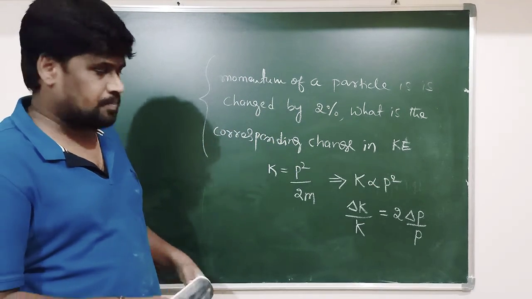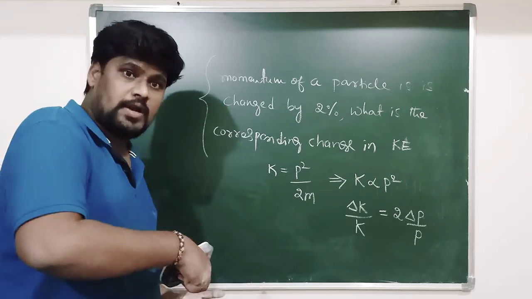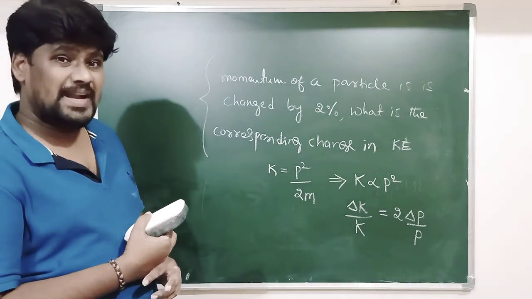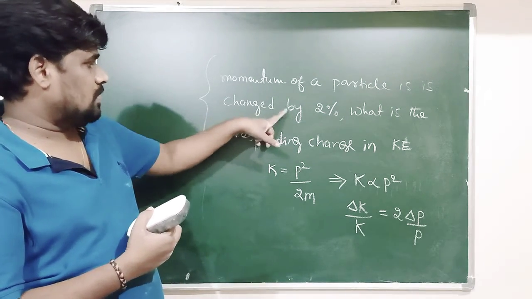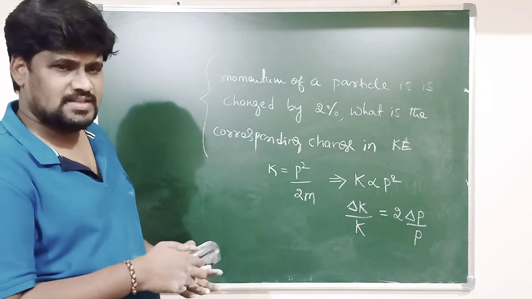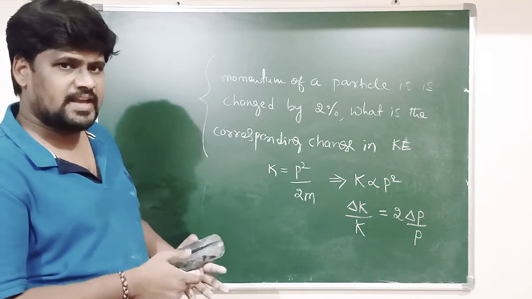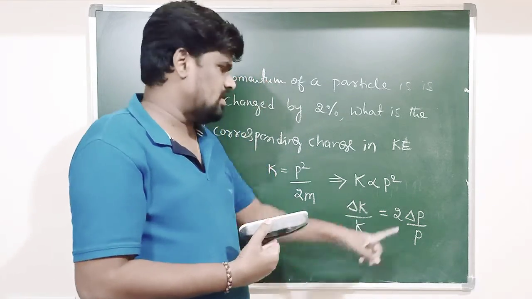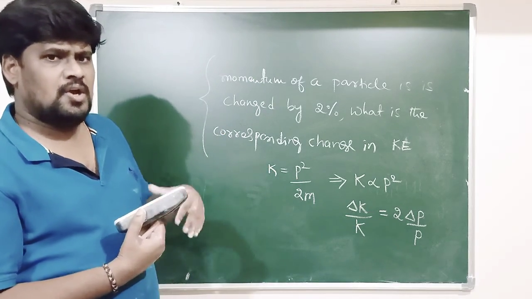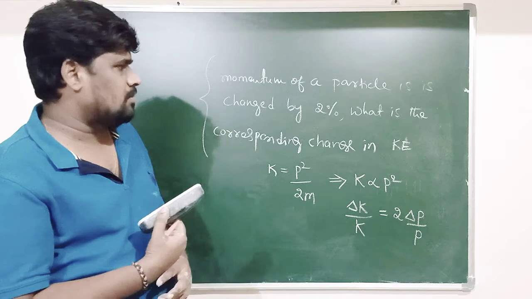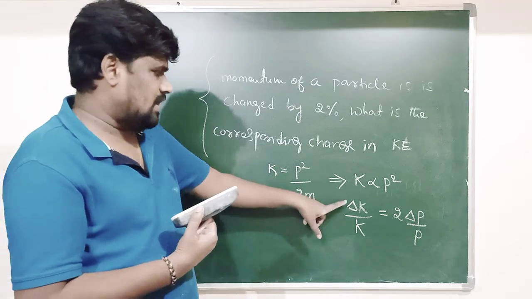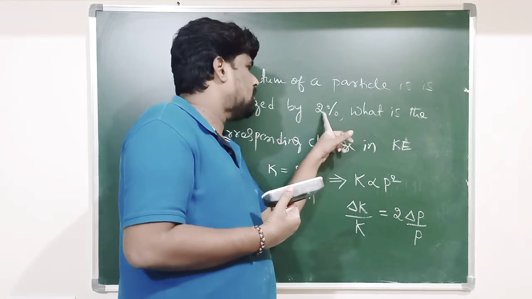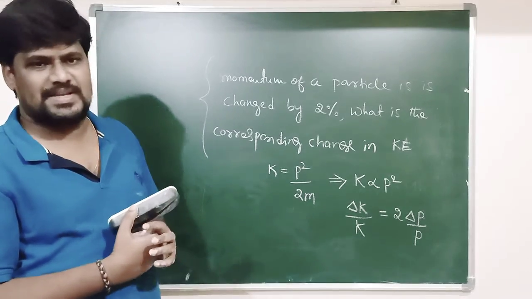Looking at this relation, I can calculate the percentage change in the kinetic energy by knowing the value of the percentage change in the momentum. How much is the momentum changed? 2% is changed. Then what is the corresponding change in the kinetic energy? Delta P by P, of course, is the fractional change. If we take it as a percentage, it is also called the percentage change in the momentum. So the percentage change in momentum is 2%, and since delta K by K is equal to 2 times delta P by P, 2 multiplied by 2%, the total will be 4%.